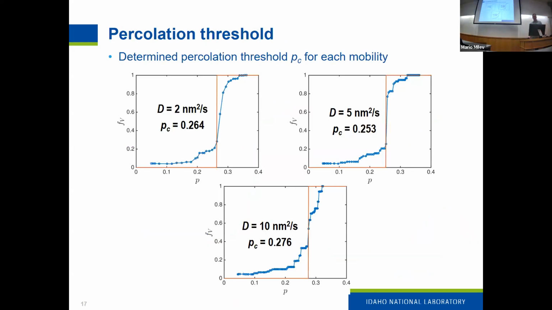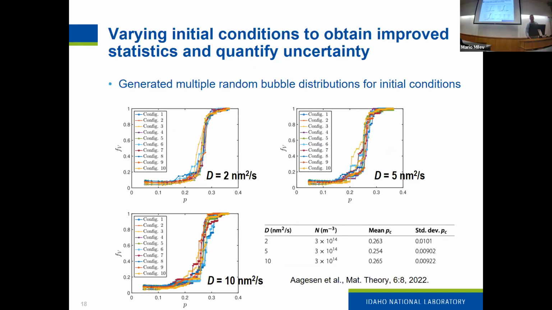So we looked at the percolation threshold for different diffusivities. And you see that there's some variation, but it's pretty small, and it's not really a consistent trend with the microstructure, with the diffusivity. So really, what that says is that even though the size scale of the microstructure is changing quite a bit, the percolation threshold is pretty insensitive to that. So that gives us kind of confidence in our methodology.